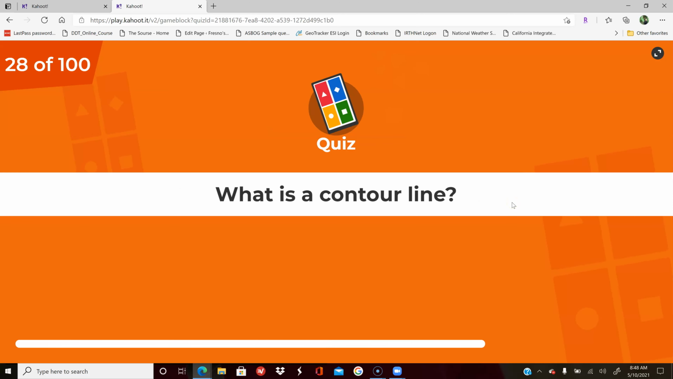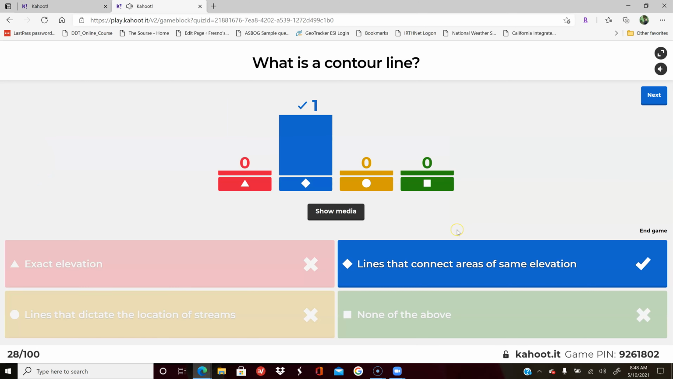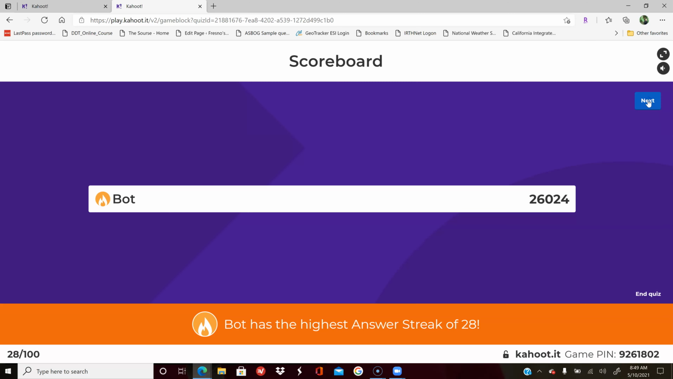What is a contour line? Exact elevation, lines that connect areas of the same elevation, lines that dictate the location of streams, or none of the above. This is lines that connect areas of the same elevation. So remember, contour lines are the lines on a topographic map that show you where areas of the same elevation can connect.